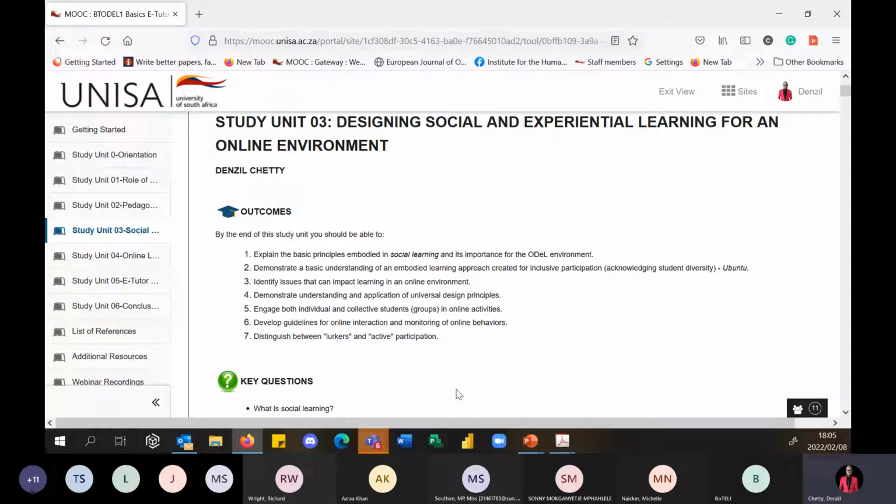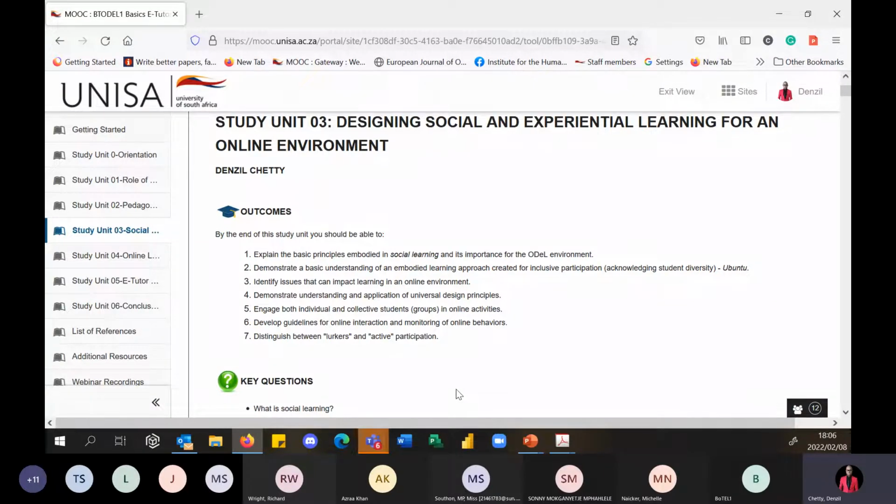Remember, that is important for you as an e-tutor. You will look at how to engage and monitor, and we will do part of this next week when we look at the statistic tools. And then we will also look at what lurkers are and what active participation is. The concept of lurkers and active participation is very important, and we will discuss this as part of this unit.